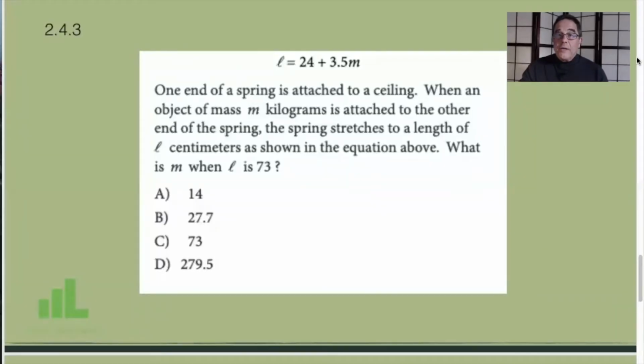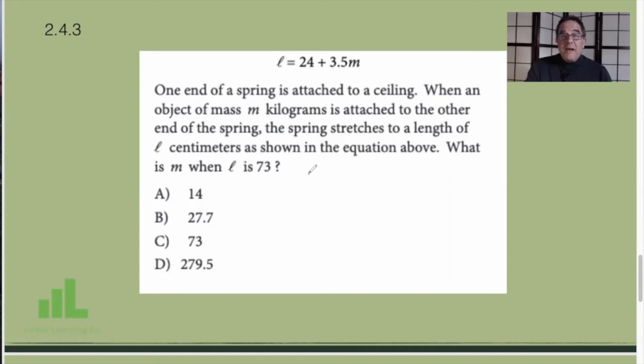Here's another equation problem. And we're going to see it's so much easier if we start at the bottom. We see the equation. L equals 24 plus 3.5 m. Then we go to the bottom and find out what we're looking for. What is m when L is 73? We don't even have to read the rest of it, do we?